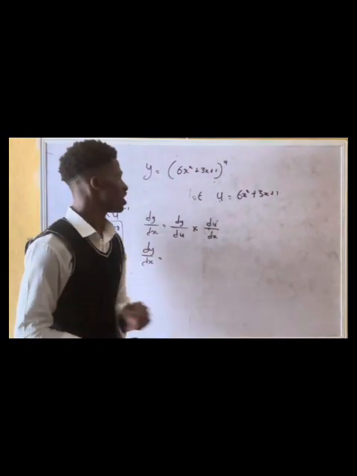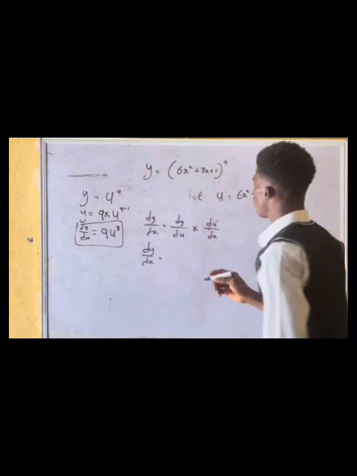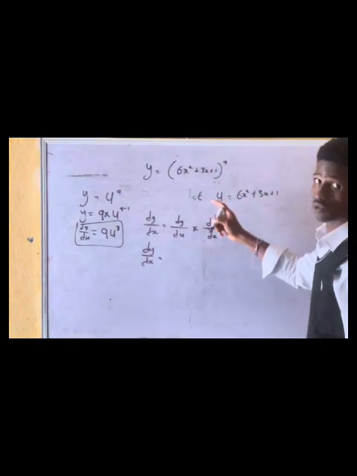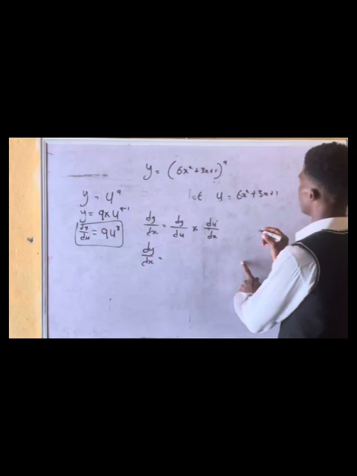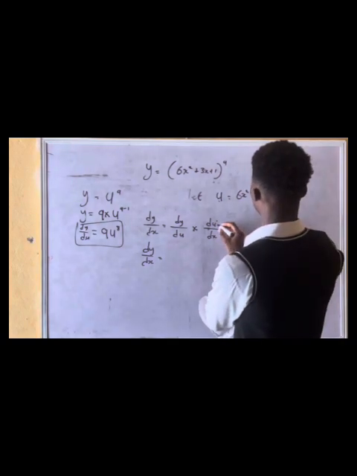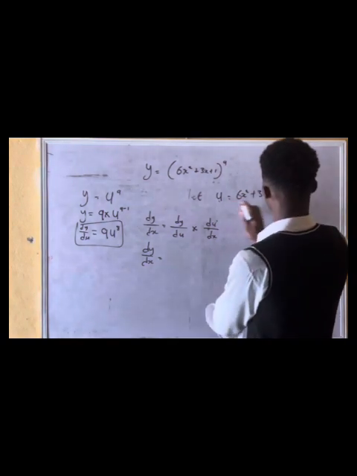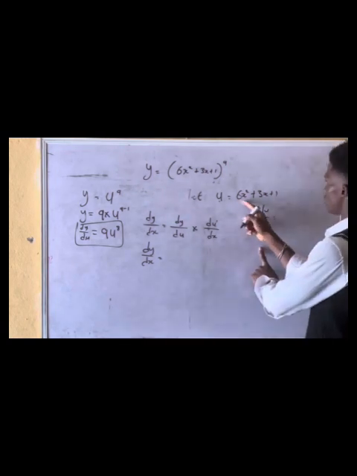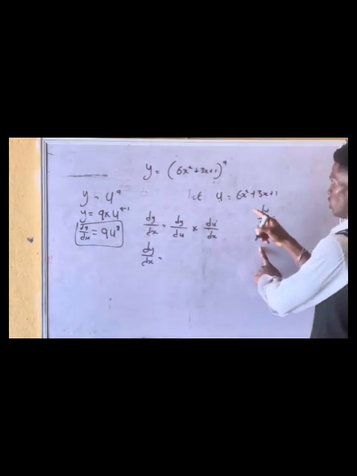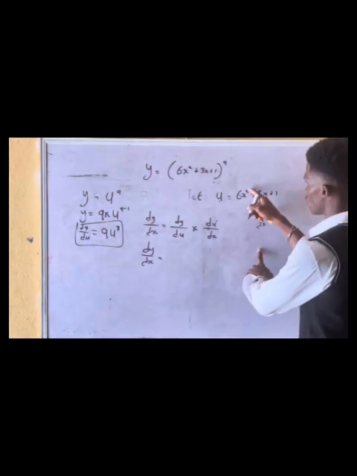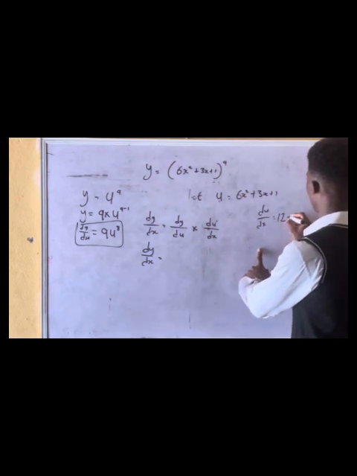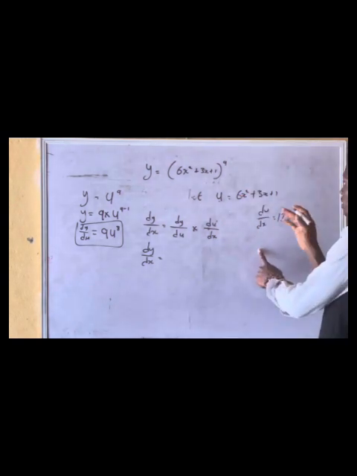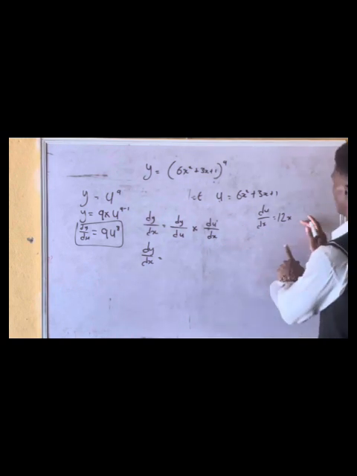Then du over dx. Now, the du over dx, this is u and this is x. We are going to differentiate u with respect to x. How do we get that? We say, now, u is equal to this. Now, du over dx is equal to differentiate this, okay? Now, using the same power rule, 6 times 2 will give us 12x, subtract 1 from 2, and that will give us 1. I can decide to write the 1, I can decide to leave it like that.